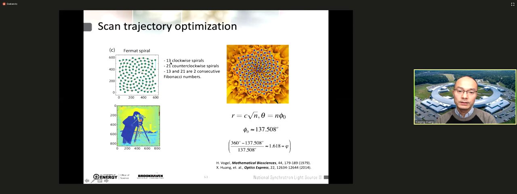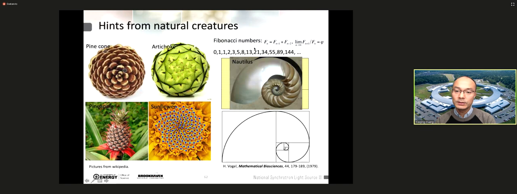spirals, clockwise and counterclockwise spirals. The intersections define the location of the florets. And in this case, if we count, there are 13 clockwise spirals and 21 counterclockwise spirals. If we go back to the Fibonacci number series, we find 13 and 21 are actually two consecutive Fibonacci numbers.